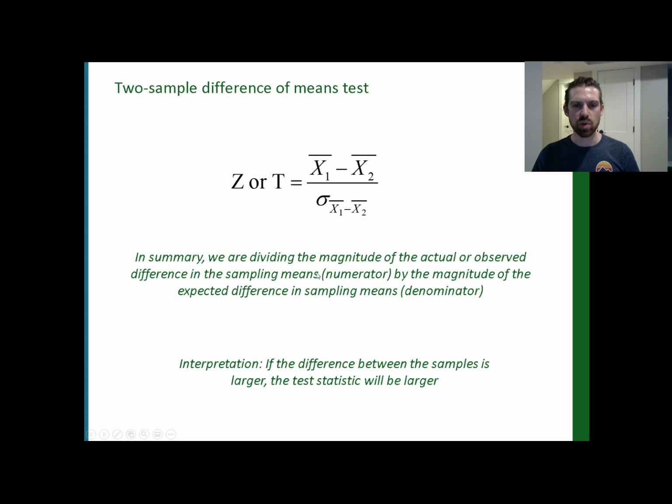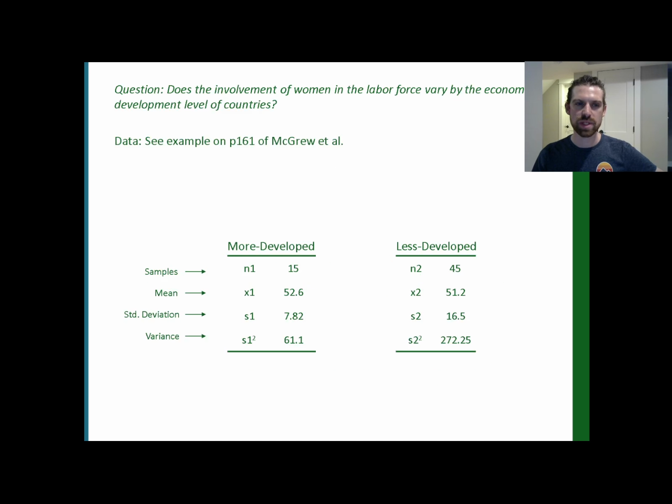So in summary, we're dividing the magnitude of the actual or observed difference in the sampling means, so this numerator up here, by the magnitude of the expected difference for the sampling means down here, so the denominator. So if the difference between the samples is larger, the test statistic will be larger. Okay, so that's just literally repeating what I said before, and hopefully that's kind of fairly clear to you now. That's kind of getting drilled into your brain that that's the way to interpret this particular test.